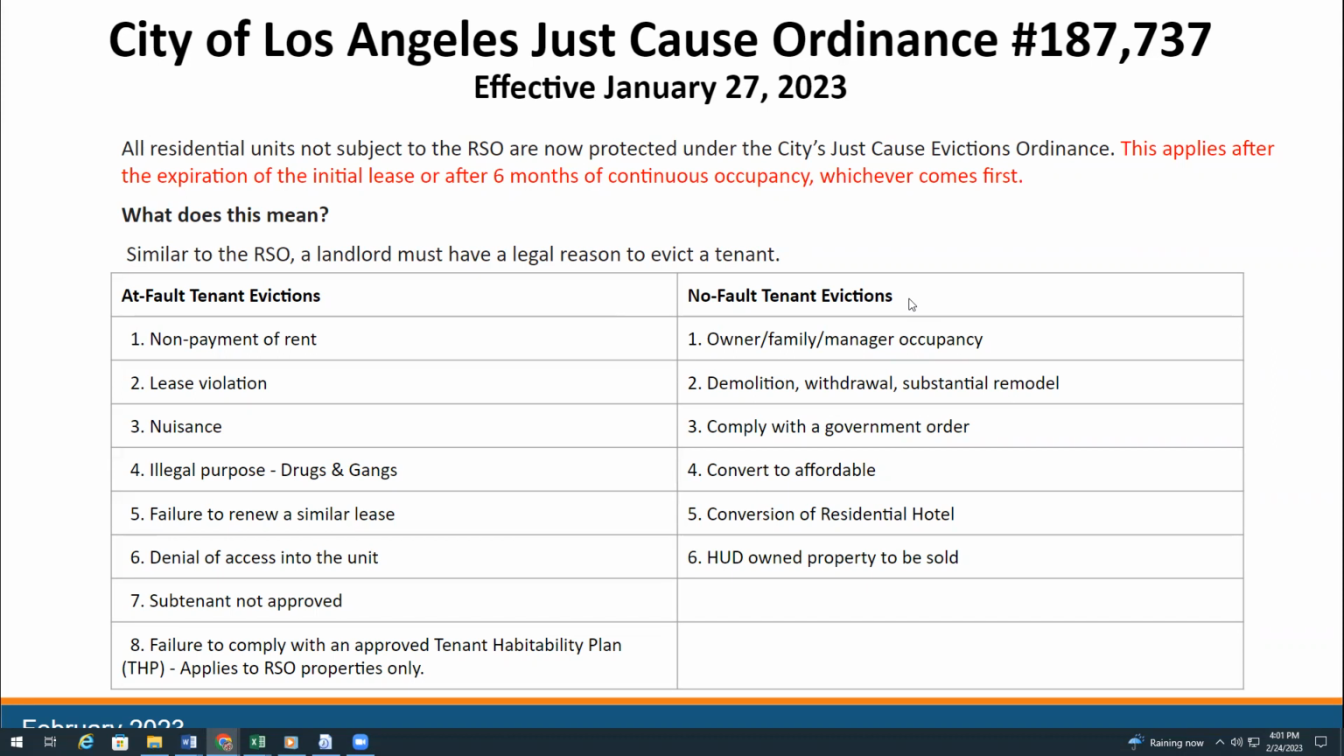Next, we have converting the unit to affordable housing, or conversion of a residential hotel. And then finally, we have a HUD-owned property. So it's going to be sold, and we need to vacate the tenant for these reasons. So that would be the no-fault eviction reasons. And it's important to note that for these no-fault evictions, the landlord will be required to pay relocation assistance and file a declaration with the housing department.